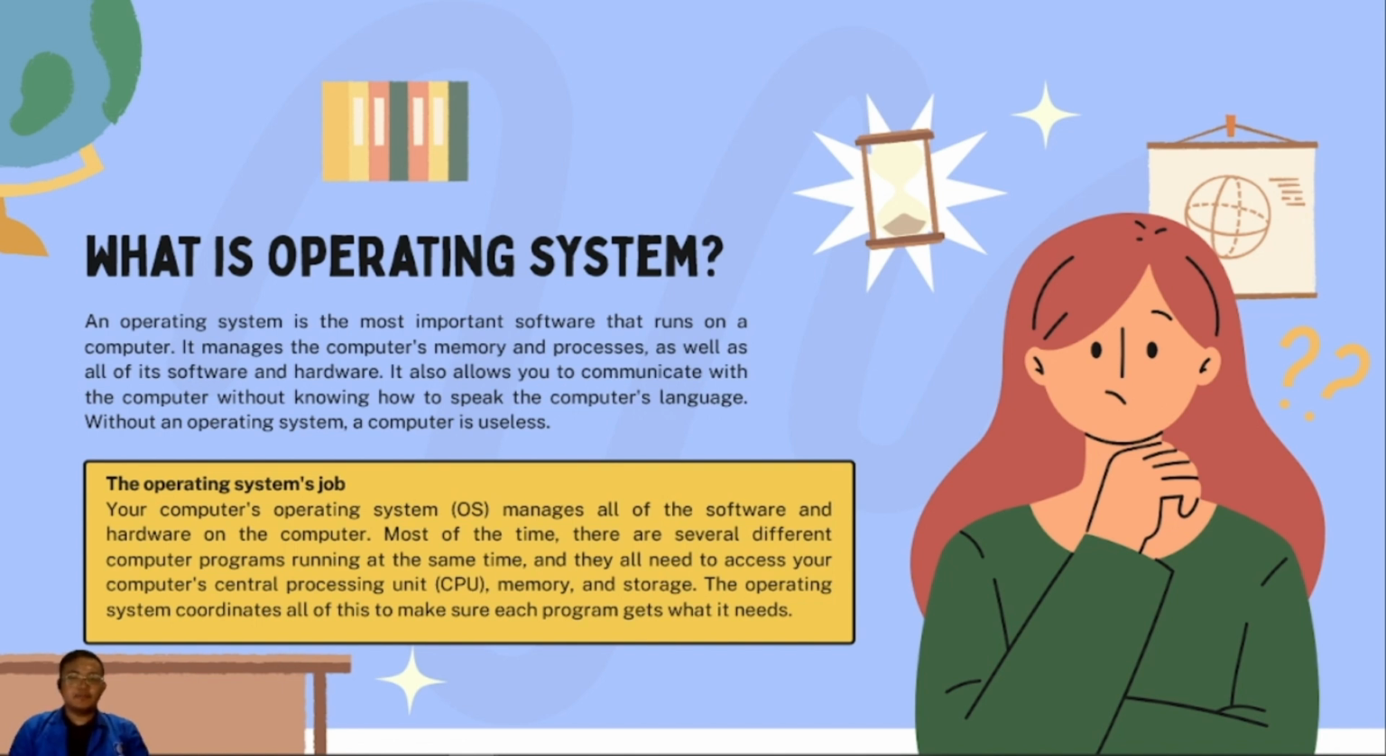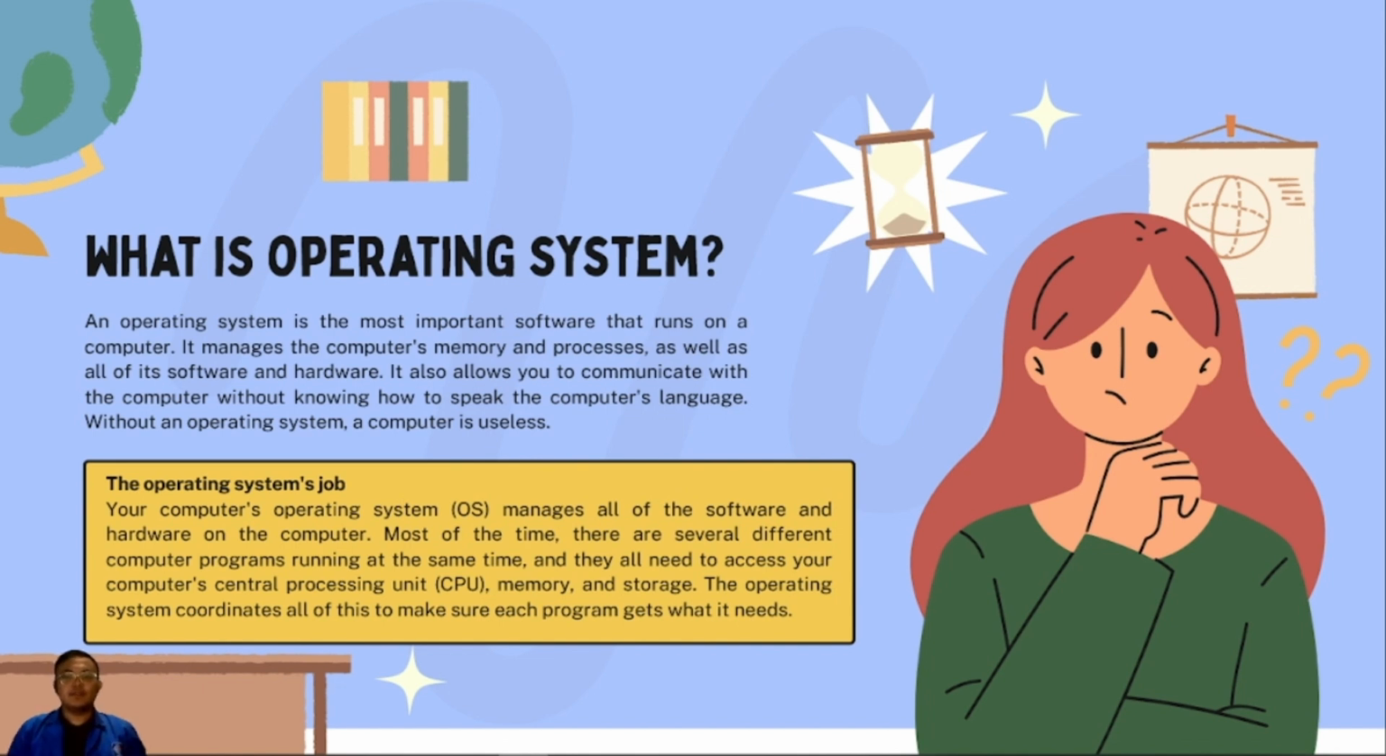An OS is the most important software that runs on a computer. It manages all the computer's memory, processes, software, and hardware. It allows you to communicate with the computer without knowing how to speak the computer's language. Basically, without an OS, a computer is useless. The operating system's job is to manage everything.